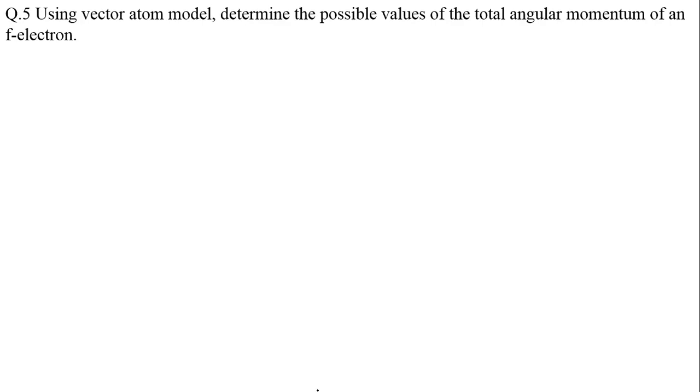The question is, using vector atom model, determine the possible values of total angular momentum of an F electron. So for F electron, using vector atom model, we will consider here L and S, that is angular momentum quantum numbers. So for F electron, what will be the L value?